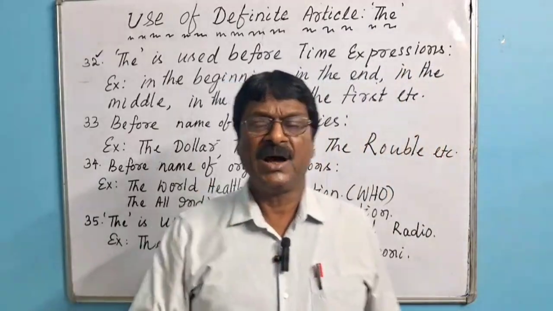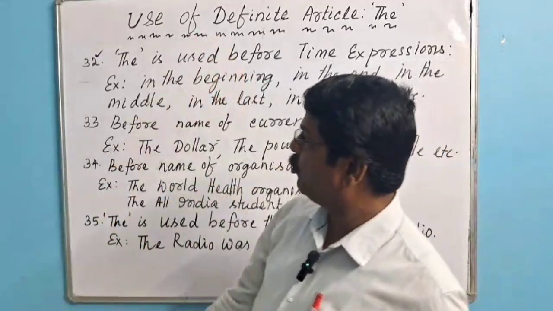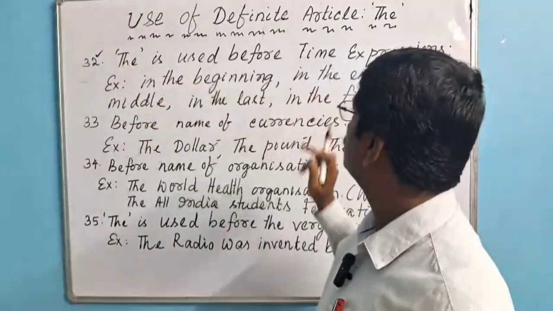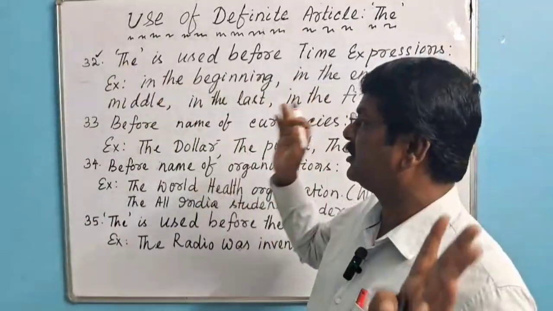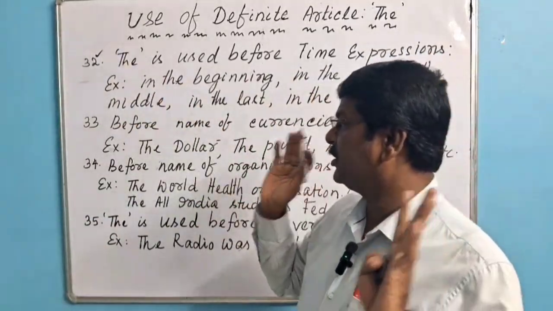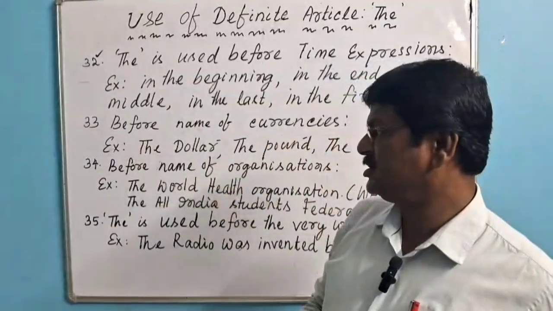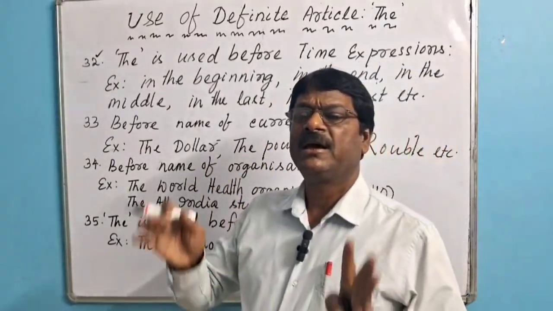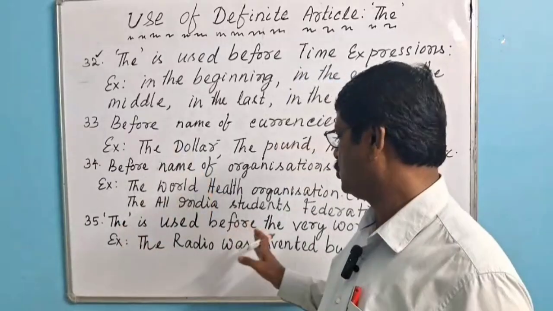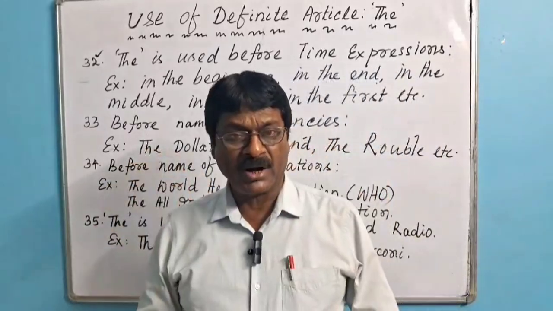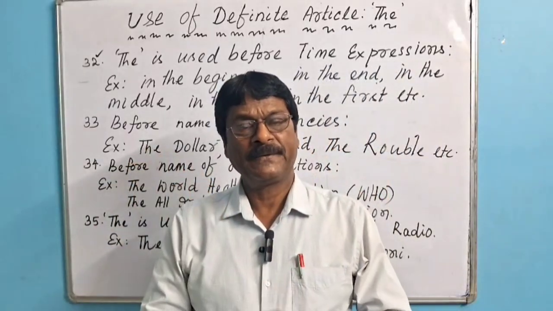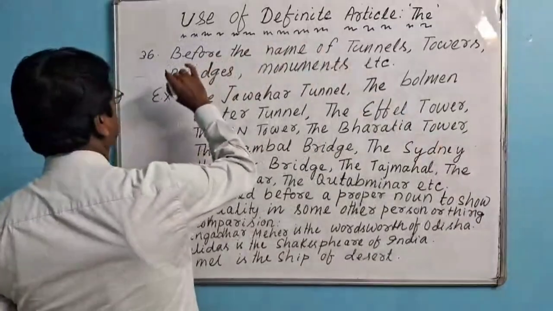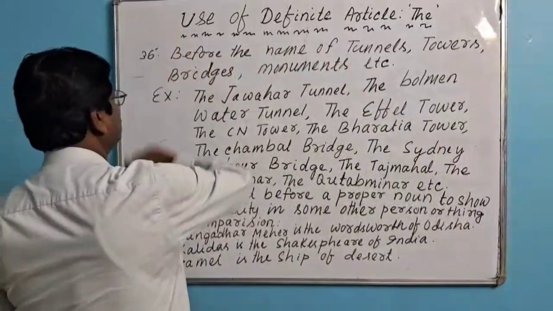Okay. So now we can deduce the conclusion from these four points that 'the' is used before the time expression. The is used before the name of a currency. The is used before the name of organizations, or you say institutions. The is used before the very word radio. Right? Now we shall discuss point number 36.